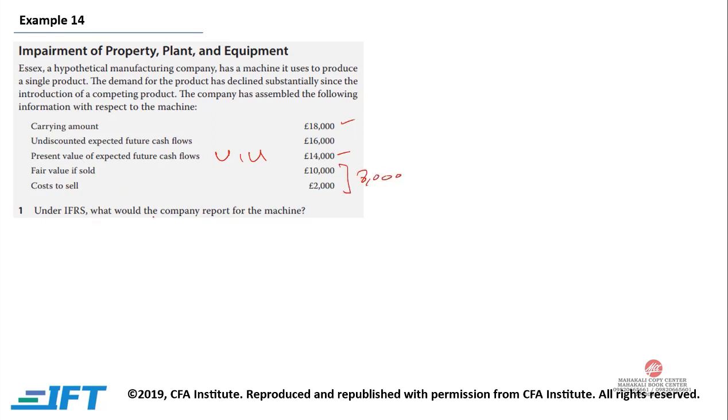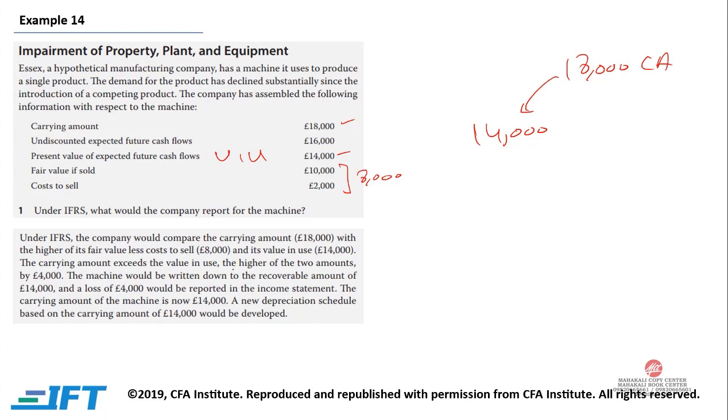Now under IFRS, what would the company report for the machine? So we will need to choose the higher of the two. So the higher of the two is 14,000, and 18,000, your carrying amount, is higher. So we need to bring it down to 14,000. So the carrying amount exceeds the value in use, the higher of the two amounts, by 4,000. The machine would be written down to a recoverable amount of 14,000 and a loss of 4,000. There is a loss of 4,000 that is reported in the income statement. The carrying amount of the machine now is 14,000 and a new depreciation schedule based on the carrying amount of 14,000 would be developed.